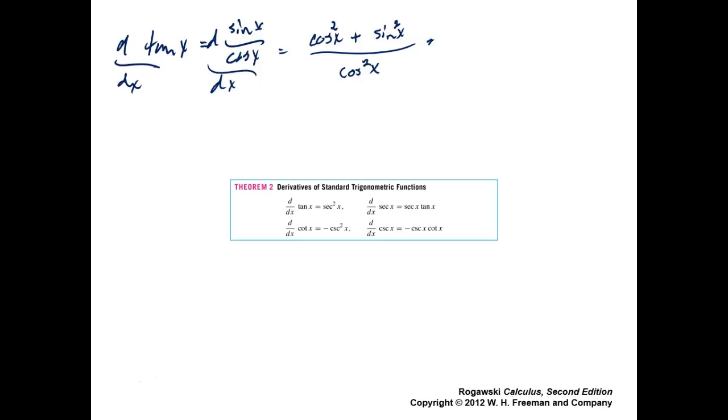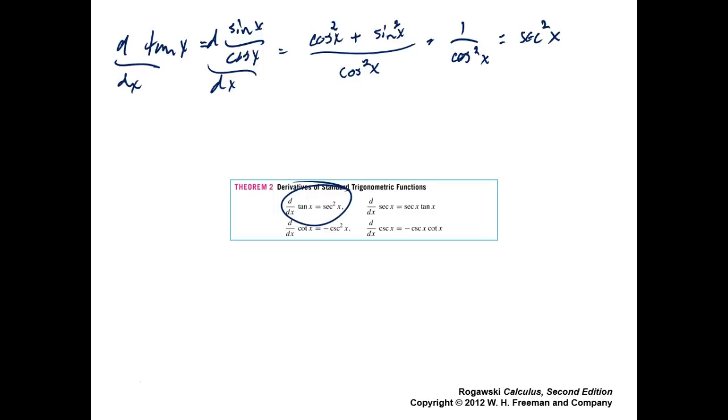Any idea what cosine squared x plus sine squared x is? Is that 1? Yes, it is 1. It's a Pythagorean identity. And what's 1 over cosine squared x? 1 over cosine is secant, not cosecant. So this is secant squared x, and there's where you get the derivative of tangent as secant squared.